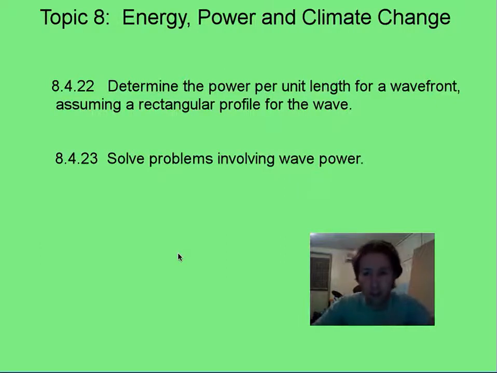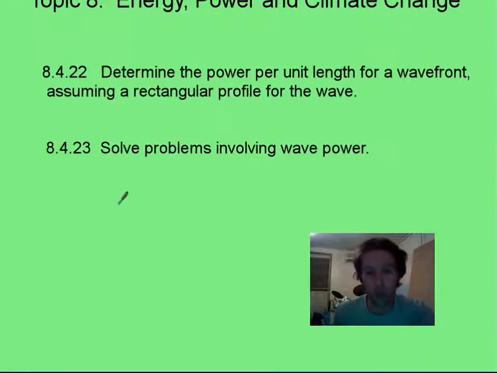If you are studying energy, power, and climate for the IB, you probably need to know a little bit about waves and how waves can be used to generate power as well. And we're going to deal with how you can calculate the energy from a wave, which is a little obscure but not that difficult.